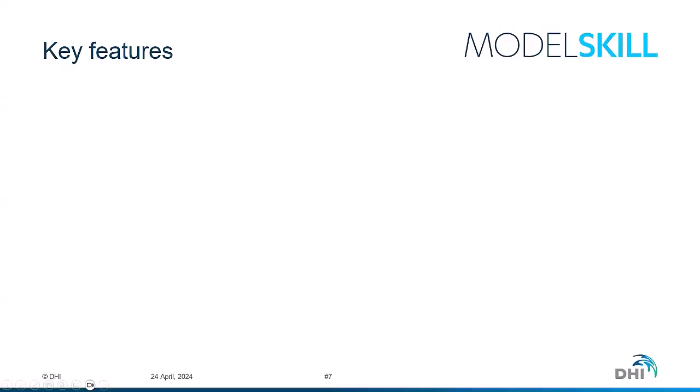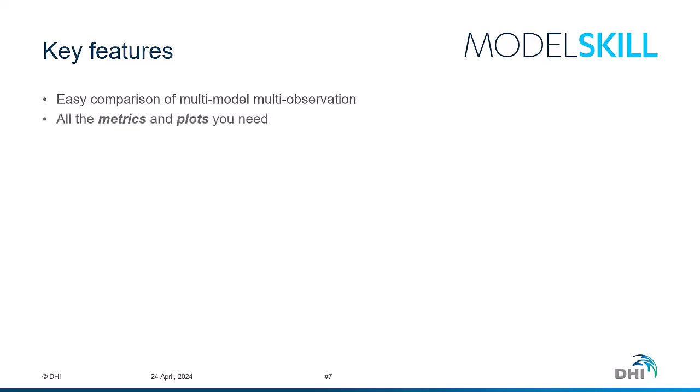All right. So that was the hydrology example. We figured that we would also like to highlight some of the features that we think are the key features of the ModelSkill library. And the first thing is that we think that it's quite easy to make these multi-model and multi-observations comparisons. And then also that you have all the metrics and the plots that you need, or at least the basic ones. You can, of course, also add your own plots, as Henrik just showed.